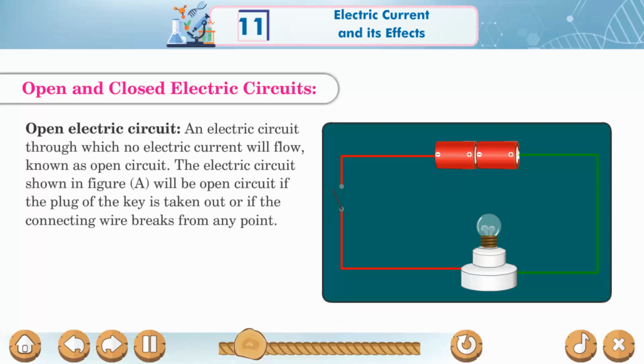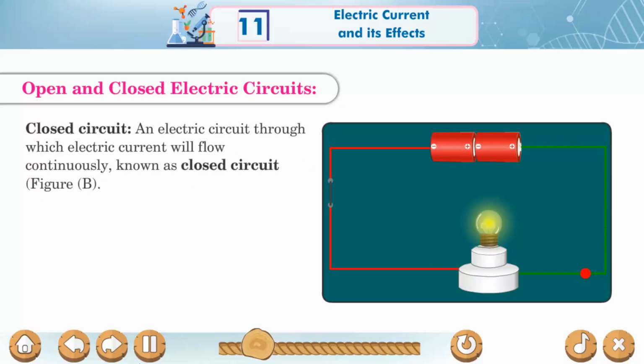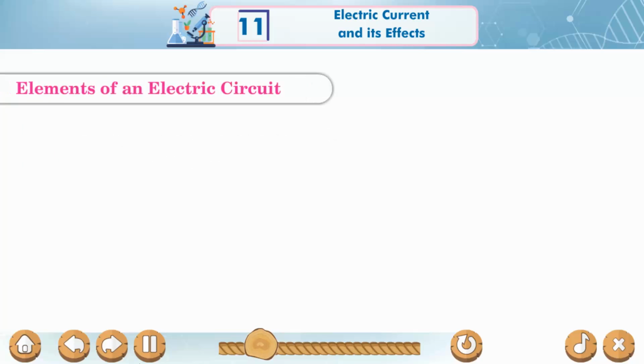Open electric circuit. An electric circuit through which no electric current will flow is known as open circuit. The electric circuit shown in figure A will be open circuit if the plug of the key is taken out or if the connecting wire breaks from any point. Closed circuit. An electric circuit through which electric current will flow continuously is known as closed circuit. Look at figure B.